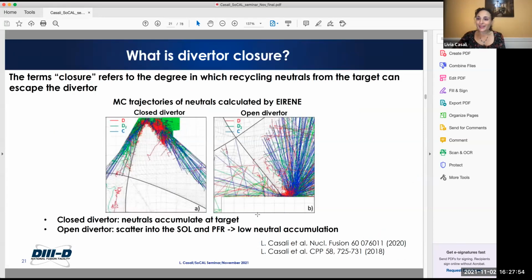But what exactly is divertor closure? The term closure refers to the degree to which the recycling neutrals from the target can escape the divertor. And I think that this plot is a good way to show what it really is. These are plots from Monte Carlo trajectories from EIRENE. On the right, you can see that these trajectories are scattering everywhere. Instead, in the closed divertor, we can see that neutrals can really accumulate at the target.